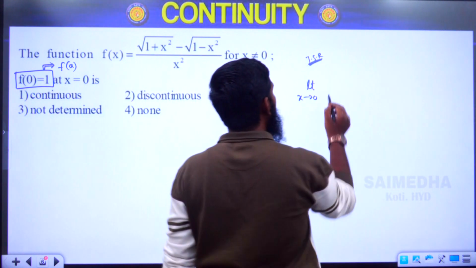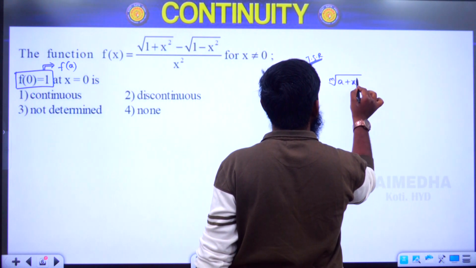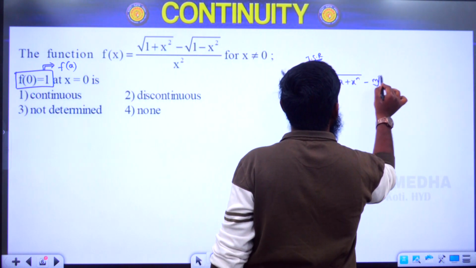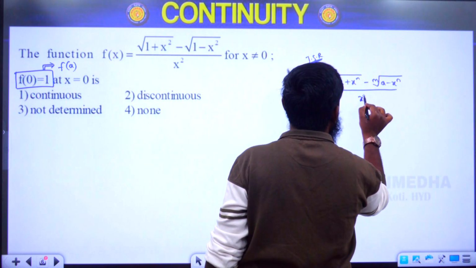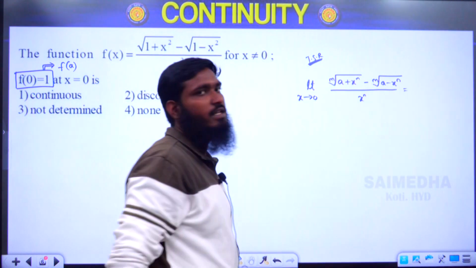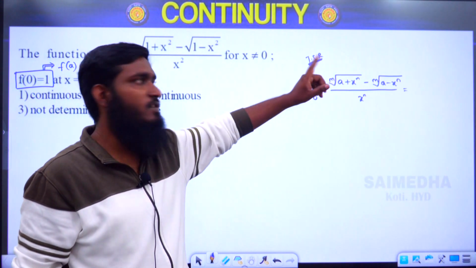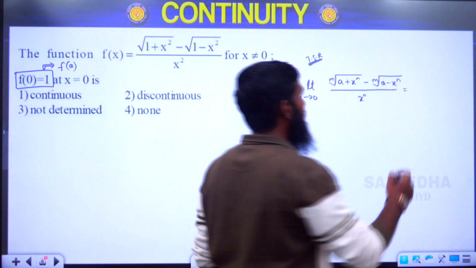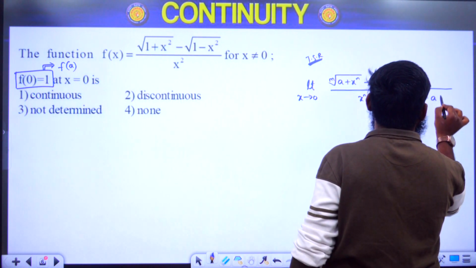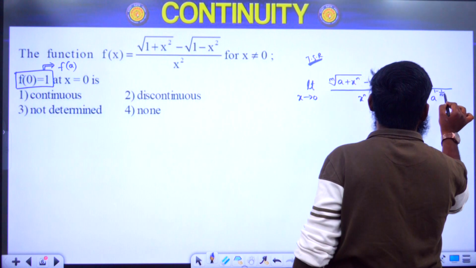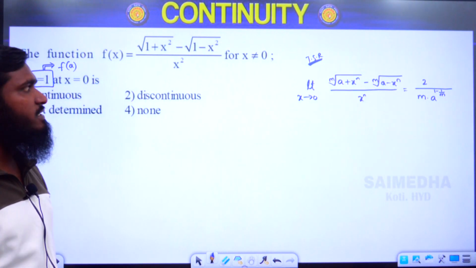Limit x tends to 0, of mth root of (a plus x power n) minus mth root of (a minus x power n), divided by x power n. Then what is the formula? The formula is 2 divided by m into a power (1 minus 1 by m). That is the formula we have.